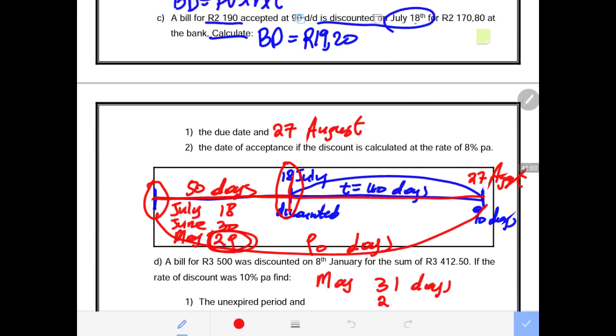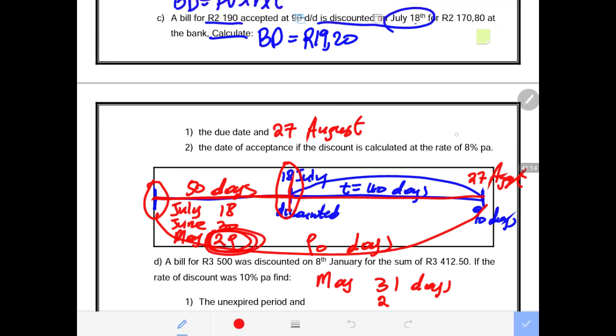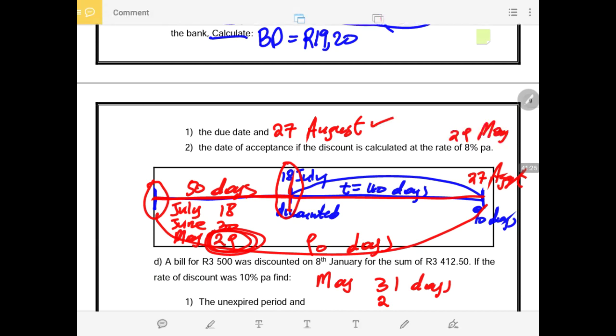So now it means the date the bill was accepted was the 29th of May. So now we have responded to both questions. The bill was accepted on the 29th of May, and it was due on the 27th of August. So that's what they required us to do in this question.